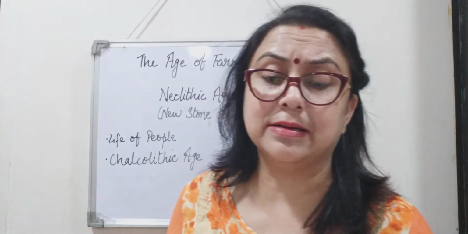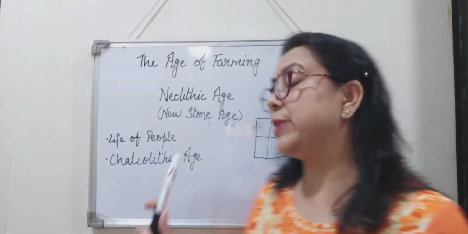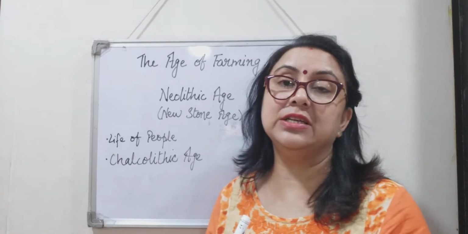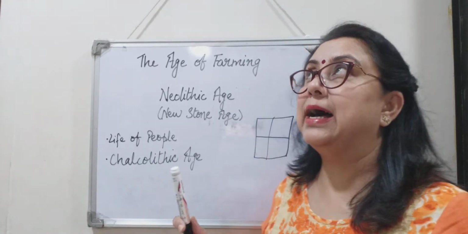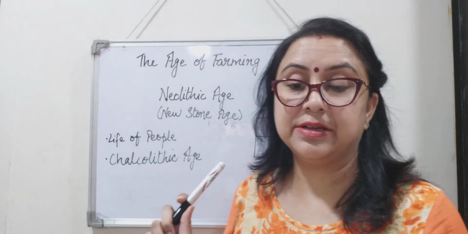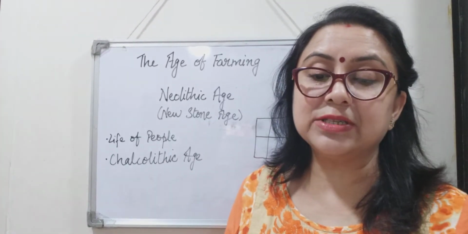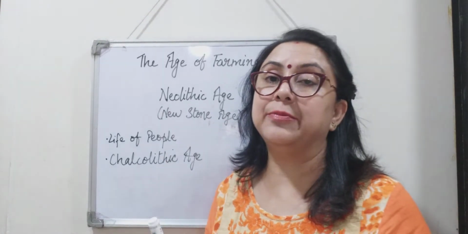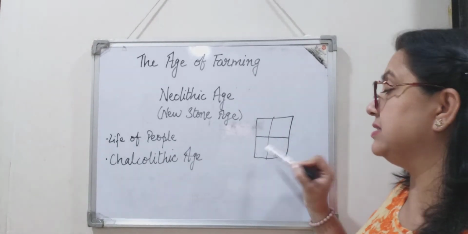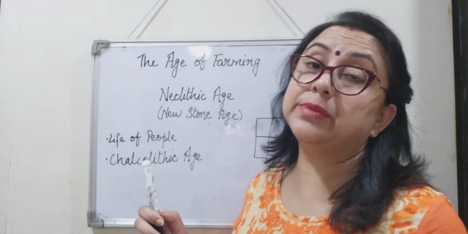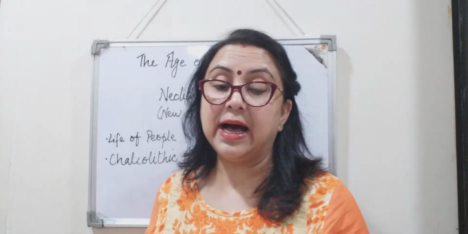Apart from these, rectangular houses have also been found. The special feature of these houses is that each house consists of a minimum of four or more compartments, chambers, or rooms. So maybe they used these compartments for storage purposes also, maybe storage of grains and other things.